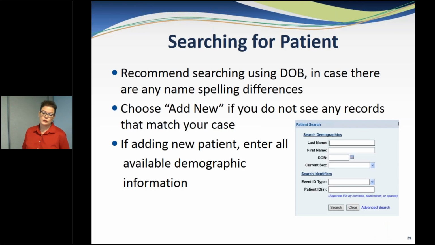First off, search for your patient. I recommend using the date of birth in case there's weird spelling differences with names. You'll choose add new if you don't see any records for that person. And if you're adding a new patient, make sure you add all the available demographics: name, date of birth, sex, address, phone number, all that good stuff.